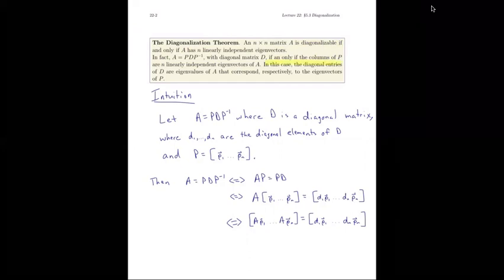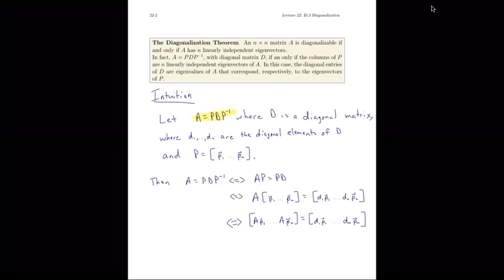In this case, the diagonal entries of D are eigenvalues of A that correspond respectively to the eigenvectors of P. So for the diagonal matrix D, we have to know what to put in the main diagonal. We put the eigenvalues of A in the main diagonal. We'll see why in just a moment. We'll give the intuition for why this result is what it is, and it's a bit of the elements of the proof of this theorem as well.